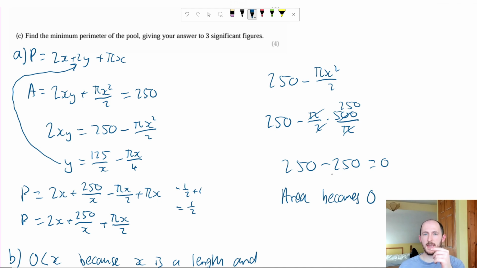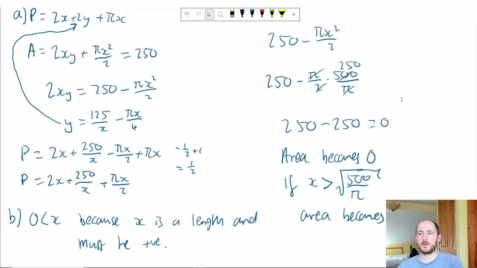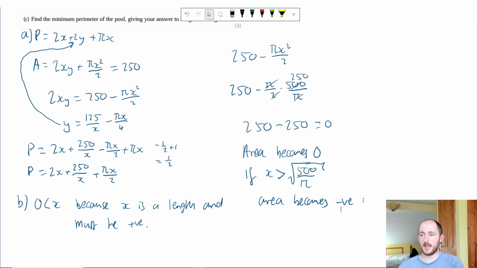And what would happen if my value was greater than this? It would become negative. If x is bigger than the square root of 500 over pi, the area becomes negative. Which is of course impossible because again, area has to be positive. So that's the actual reason.